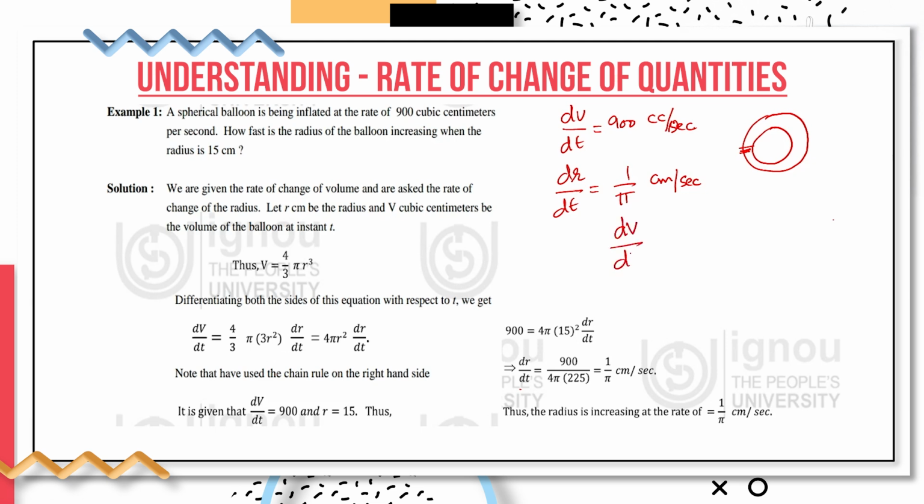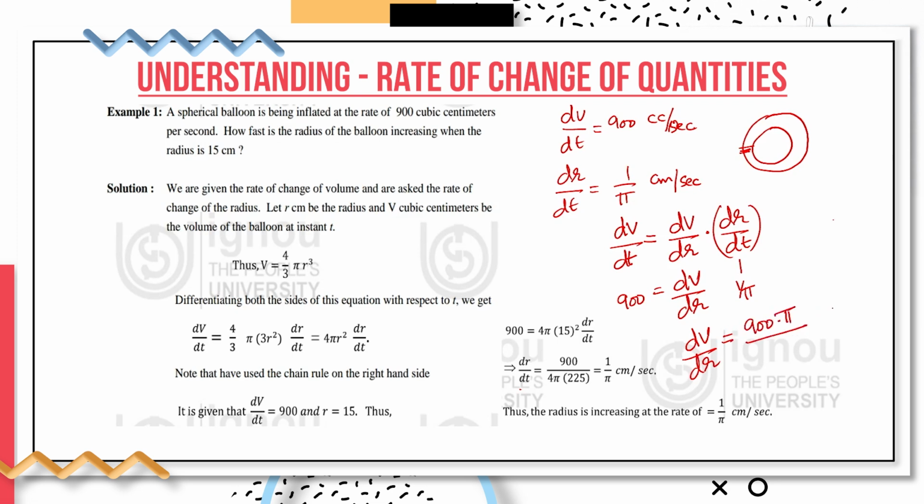You may recall that by applying the chain rule, we can write this dV by dt as dV by dr into dr by dt, and dr by dt is nothing but 1 by pi as calculated, dV by dt is nothing but 900, and variation in volume with radius will be given by dV by dr. So, variation in volume can be calculated as dV by dr is equal to 900 into pi. So, by this rate the volume will be varying with the radius.